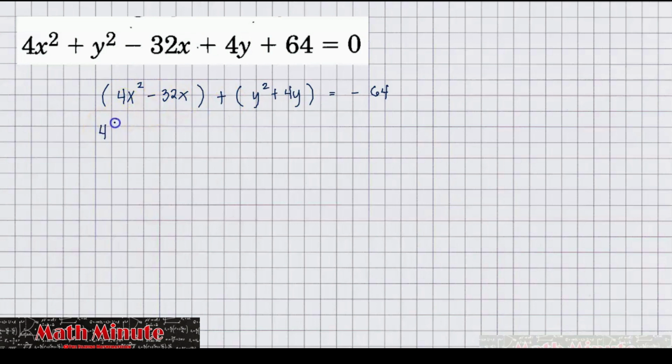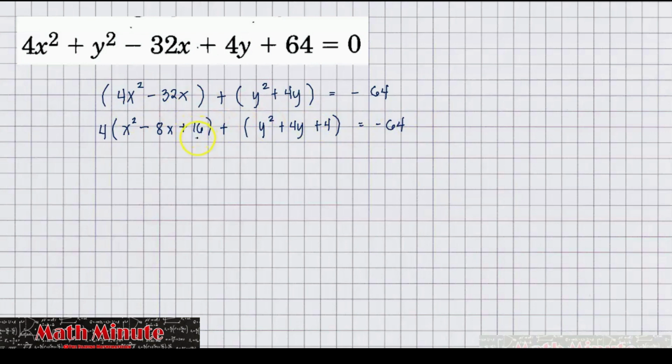So this will be 4 multiplied by x squared minus 32x divided by 4. What remains here will be x squared minus 8x. Then we will do completing the square. If you still remember completing the square from your circle video, what you're going to do here is to divide the middle term by 2. So this would be negative 4. Then we will square it. So negative 4 squared would be positive 16, plus y squared plus 4y plus 4 is equal to negative 64. Whatever number that you added here, you will add it here also.